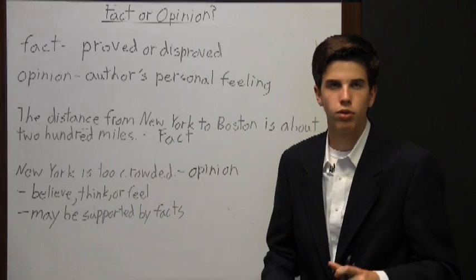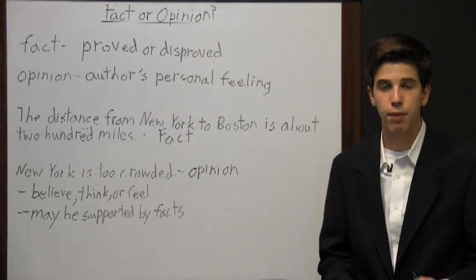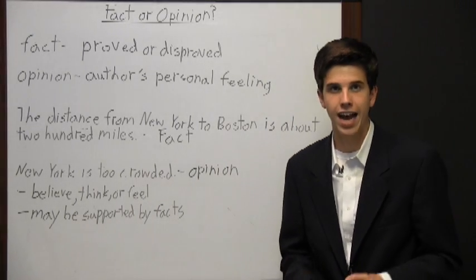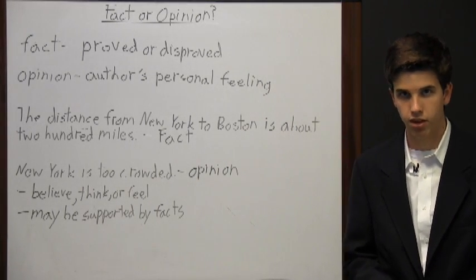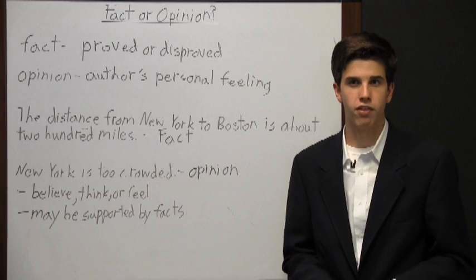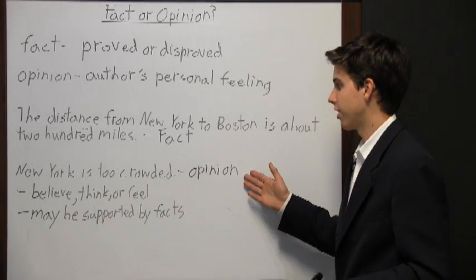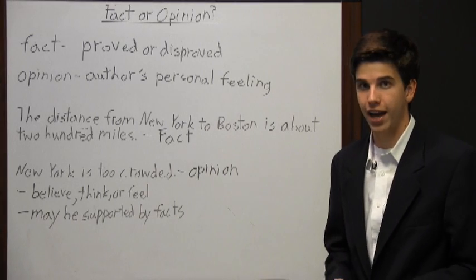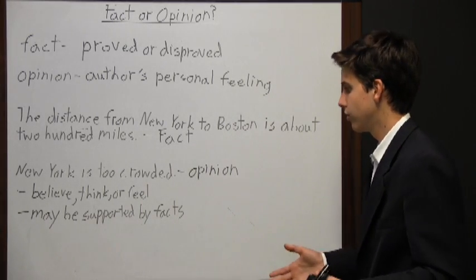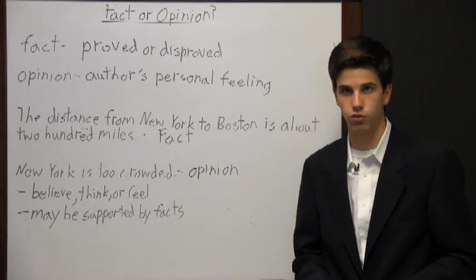So an example would be the author gives the population density of New York as a reason for why it is overcrowded. And now an opinion supported by facts tends to be more convincing. However, that doesn't make it a fact even though the writer might back it up with a fact. It's still an opinion. It's still the author's personal feelings.